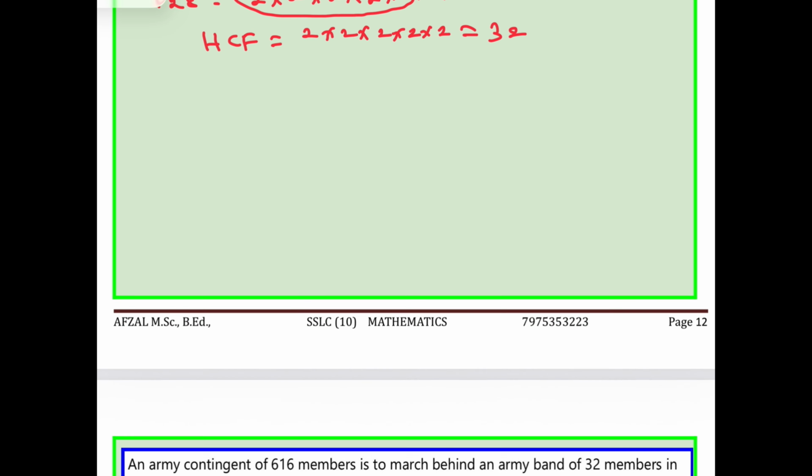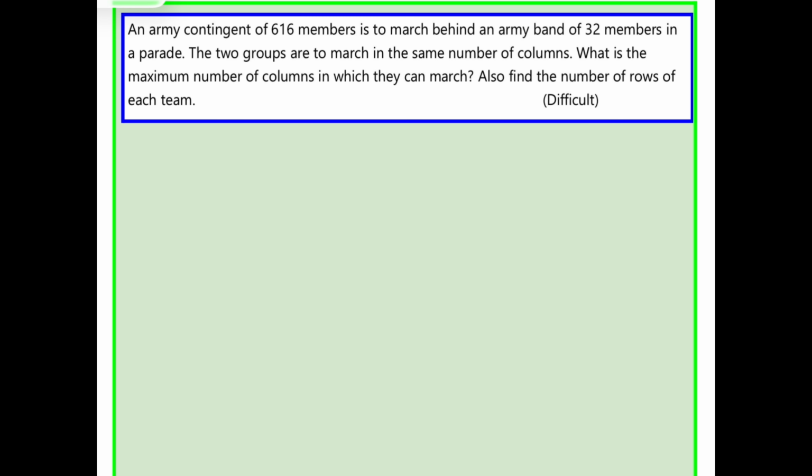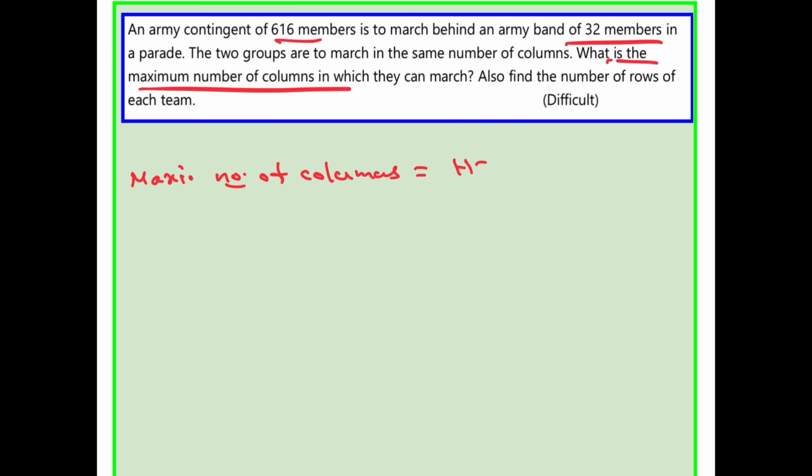Next question. An army contingent of 616 members is to march behind an army band of 32 members. What is the maximum number of columns? The maximum number of columns equals the HCF of 616, 32.